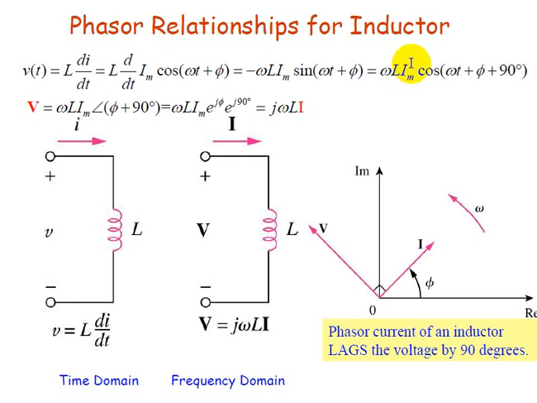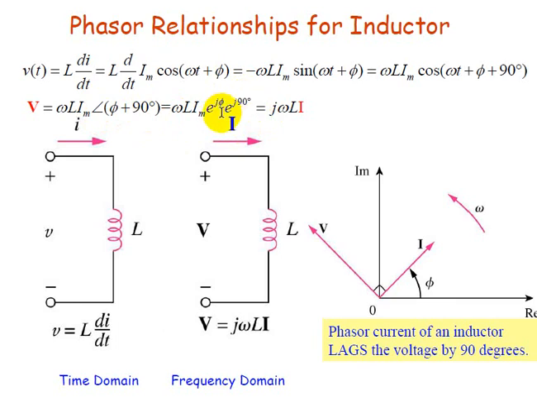If we convert this time domain function into the frequency domain, we'll get omega L Im angle of this term, which is phi plus 90. Now we'll further analyze this term. You already know that the angle phi plus 90 we can write as omega L Im e to the power j phi into e to the power j 90.